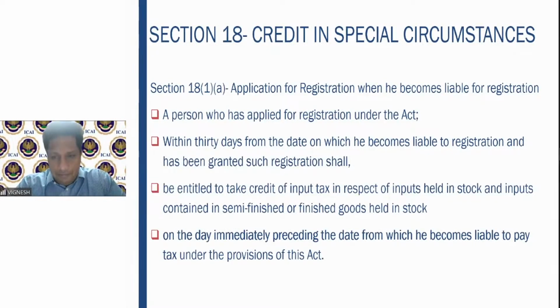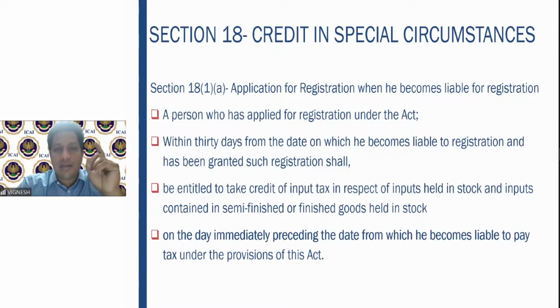And at that point of time, if he has any stock in his finished goods or semi-finished goods, he can claim the input tax credit of the same. That is what this particular section speaks about, right? So the date on which you have to identify the input tax credit can be taken is whenever he becomes liable to pay the tax. When does he become liable to pay the tax? When he is liable for registration, right?